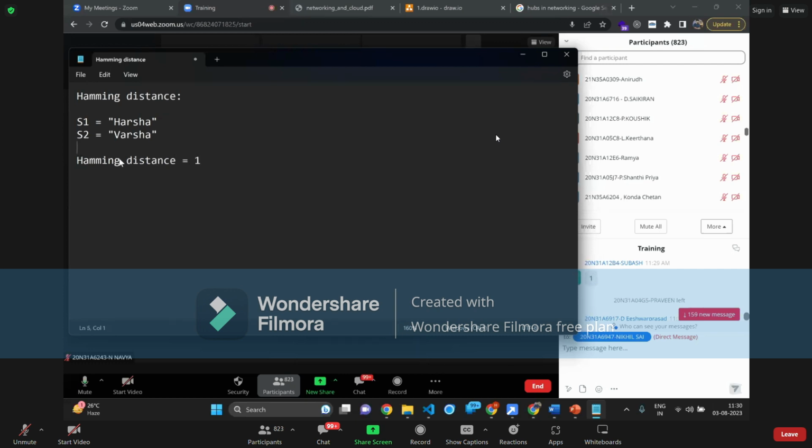Getting it? S1 is Harsha. What is the difference between S1 and S2? Only a single character difference, so Hamming distance becomes 1. I'll give you an example. Give me the Hamming distance for this. Let us discuss one more example.